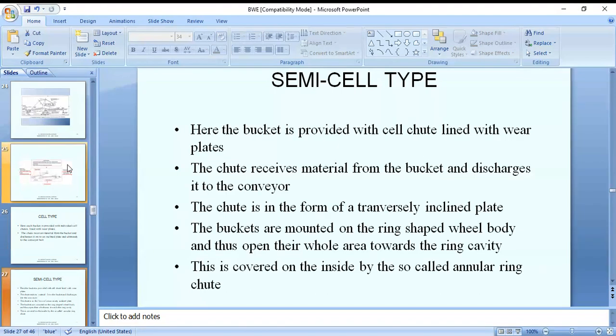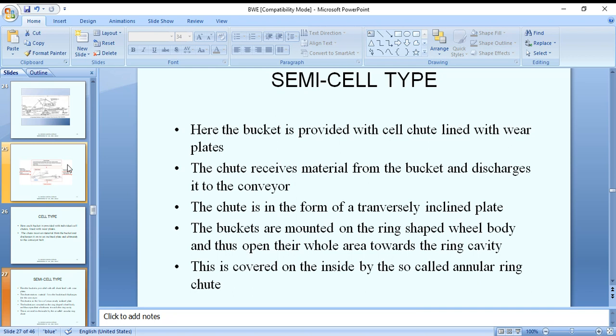Semi-cell type. What is a semi-cell? Here the bucket is provided with a cell chute lined with wear plates. The chute receives material from the bucket and discharges onto the conveyor. The chute is in the form of a transverse inclined plate. The buckets are mounted on the ring-shaped wheel body, and they open their whole area towards the cavity. This is covered on the inside by the so-called annular ring chute. So this is the semi-cell type.